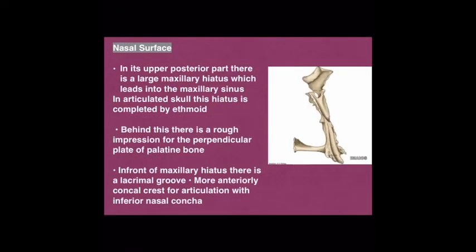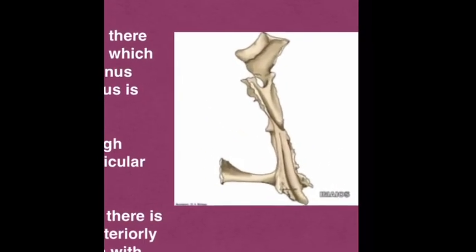أما بالنسبة للnasal surface, in its upper posterior part there is a large maxillary hiatus which leads into the maxillary sinus in articulated skull. This hiatus is completed by ethmoid. Behind this there is a rough area for the perpendicular plate of palatine bone. In front of maxillary hiatus there is a lacrimal groove. More anteriorly conchal crest for articulation with the inferior nasal concha. وهذا هو النasal surface مثل ما تشوفون.